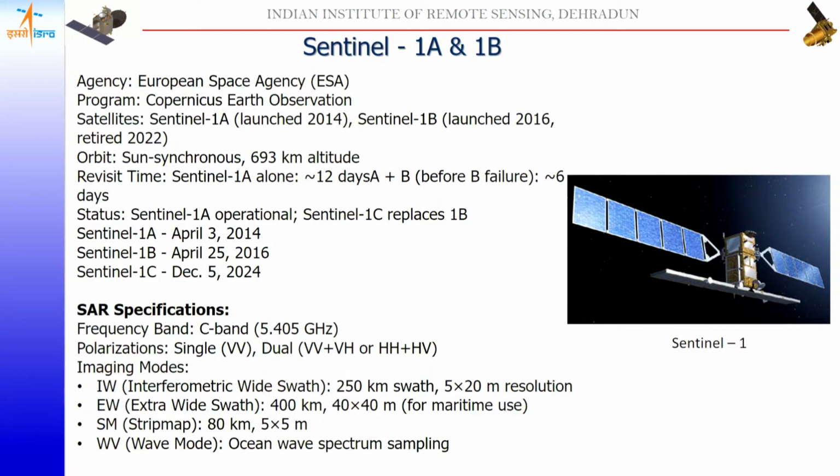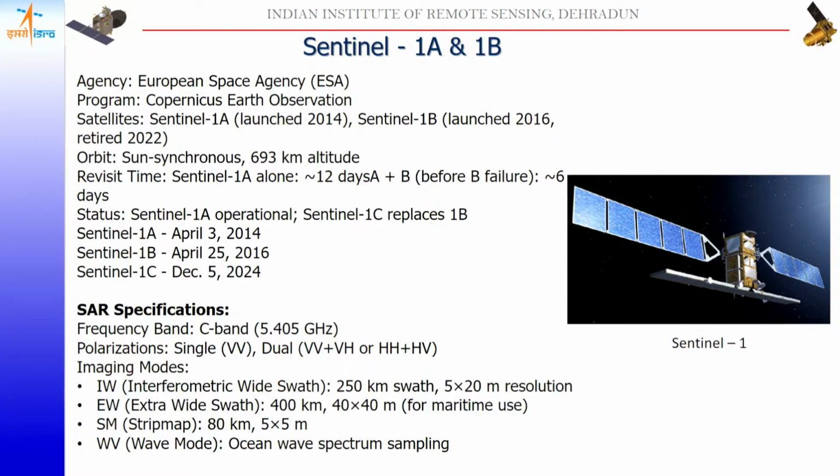The specification is that it is a C-band satellite with single and dual polarization. By default it mostly acquires data in VV plus VH mode, dual polarimetric mode, and interferometric wide swath. It has different modes: IW, the interferometric wide swath, EW, the extra wide swath, SM, the strip map mode, and WV, the wave mode. By default it operates in the interferometric wide swath, which has 5 by 20 meter resolution, meaning 5 meters in the range direction and 20 meters in the azimuth direction.